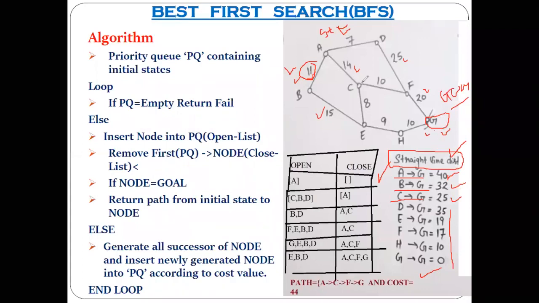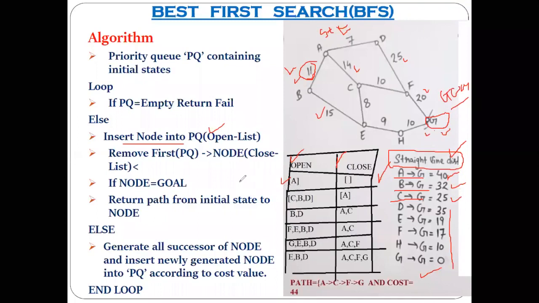Now let's start. As I said, we have to maintain two lists, open list and closed list. As I have mentioned in the algorithm, the first thing you need to do is insert the node into the PQ, that is the open list. Which is the first node that we should insert into the open list? A. Yes, A is the starting node, the root node. That's why here you can see in the open list we have entered A.